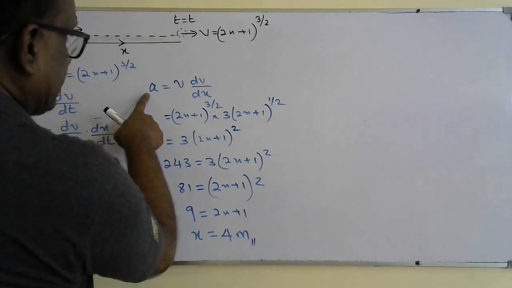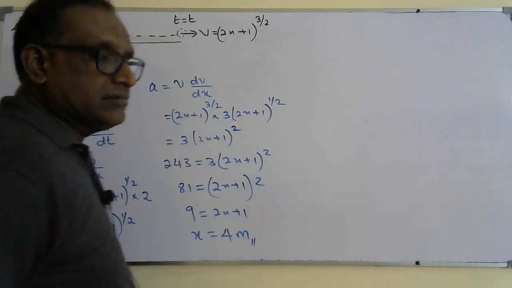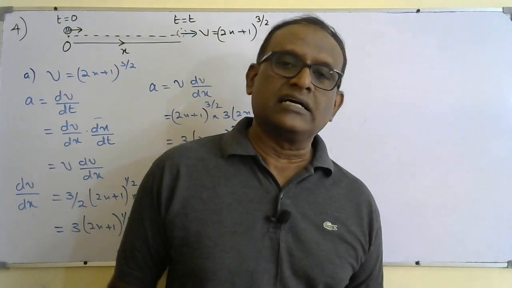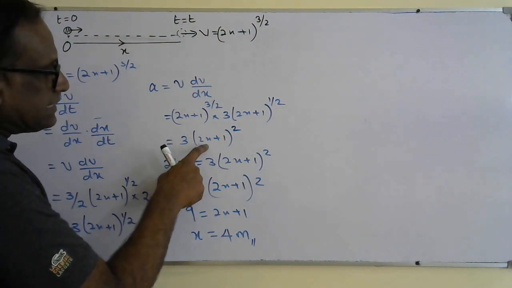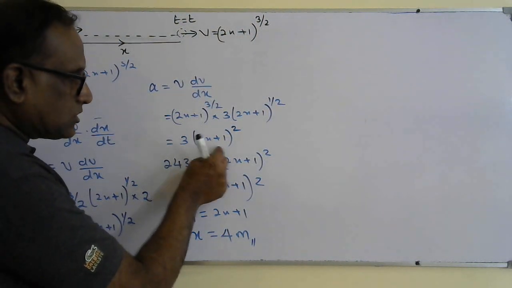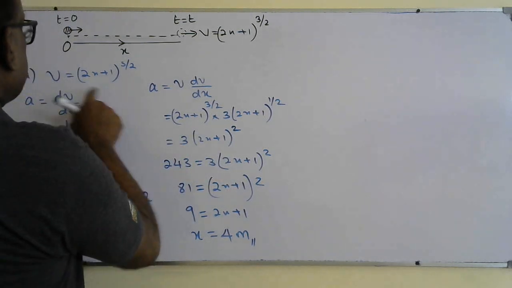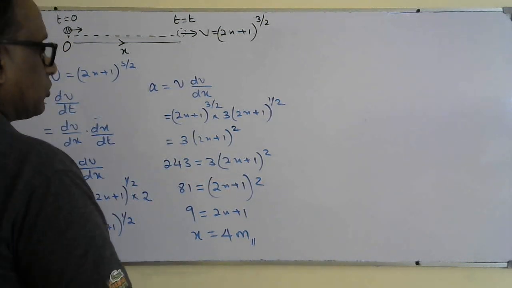You know a is equal to dv over dt, is it? A is equal to the differentiation of velocity with respect to time. So dv over dt, but this is in terms of x, and we can replace (2x plus 1) squared in terms of v. So the b part will go that way.